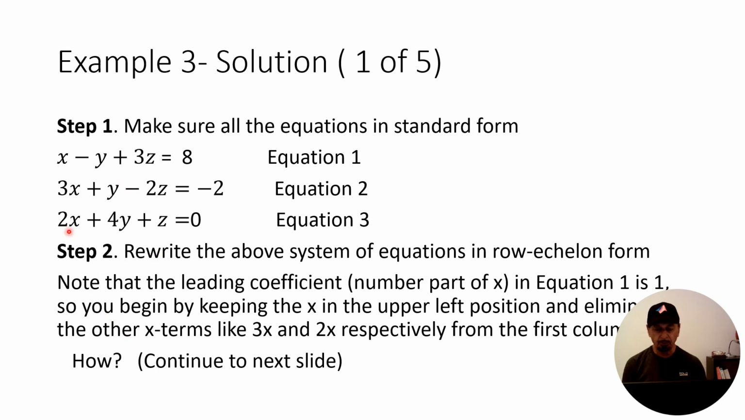So now we're going to rewrite this system in row echelon form. Note that the leading coefficient, the number part of x in equation 1, is 1. So we begin by keeping the x in the upper left position and eliminate the other x terms, like 3x and 2x respectively, from the first column. How?